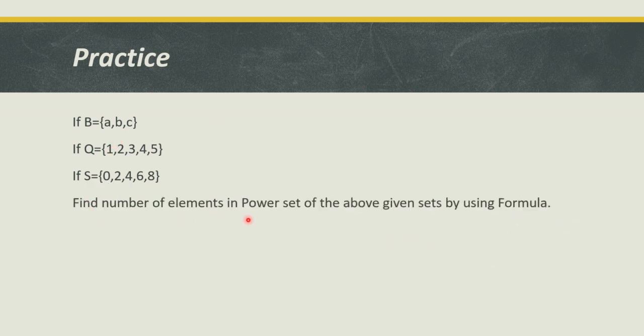Now here are some practice questions. If B is a set of alphabets A, B and C, Q is a set of numbers 1, 2, 3, 4, 5, and S is a set of numbers 0, 2, 4, 6, 8, you have to find the number of elements in the power set of the above given sets by using the formula. You have to find the answer verbally.